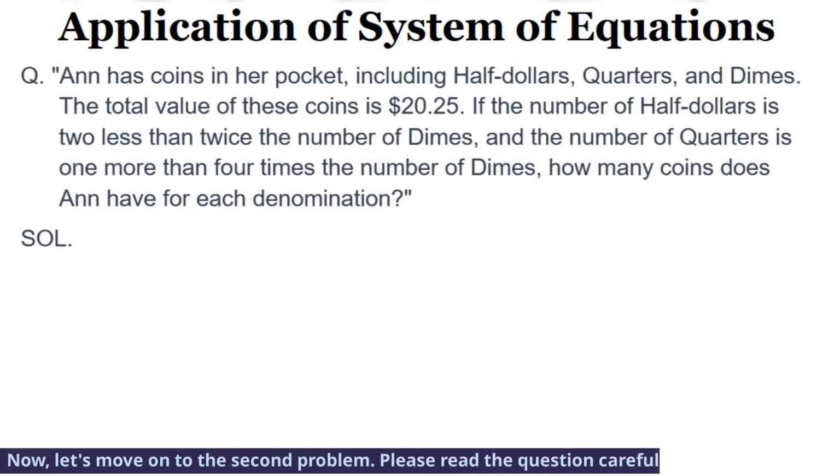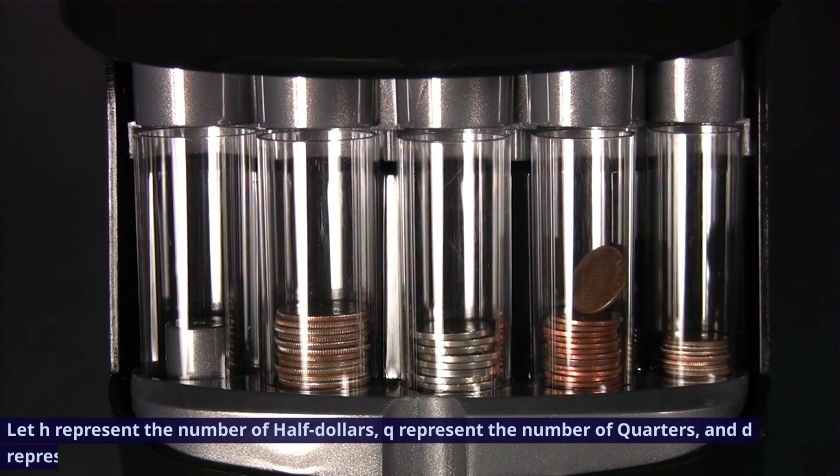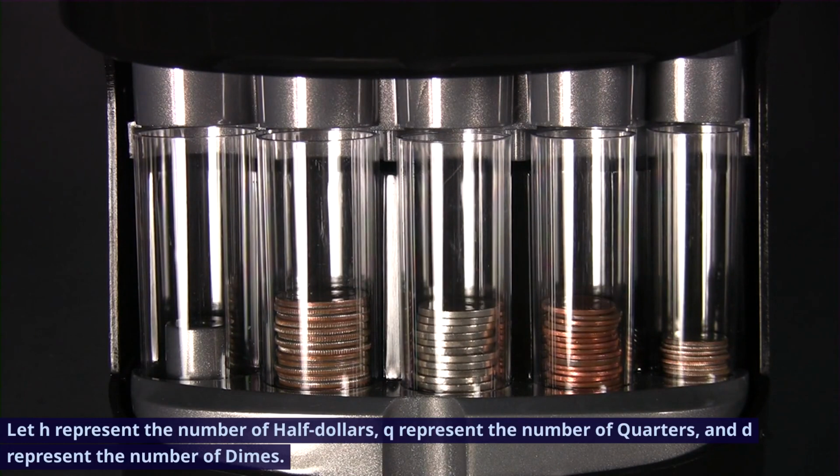Now, let's move on to the second problem. Please read the question carefully. Let H represent the number of half dollars, Q represent the number of quarters, and D represent the number of dimes.